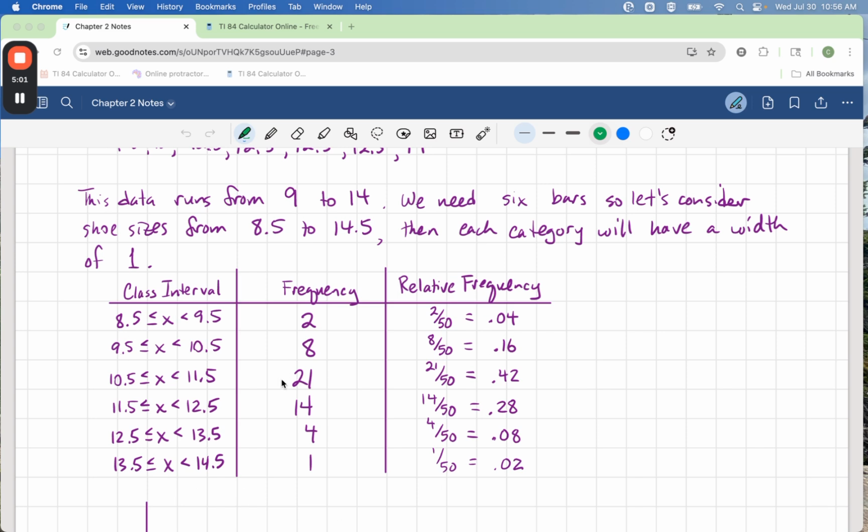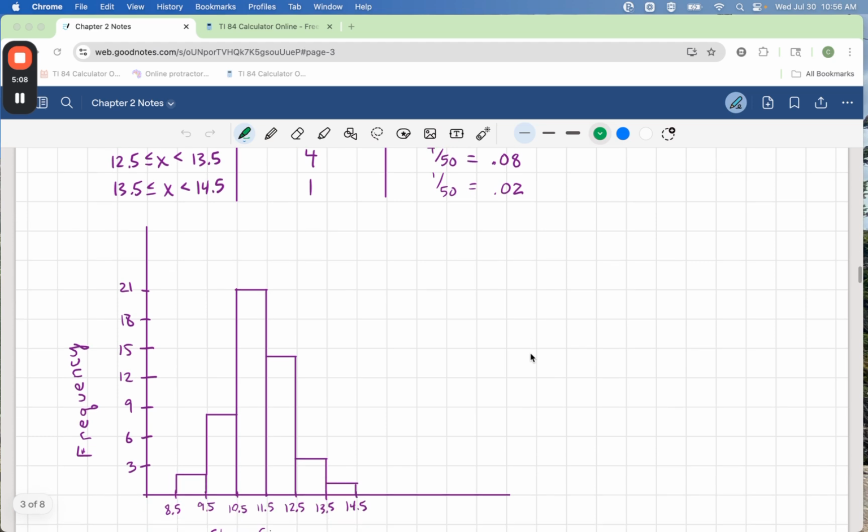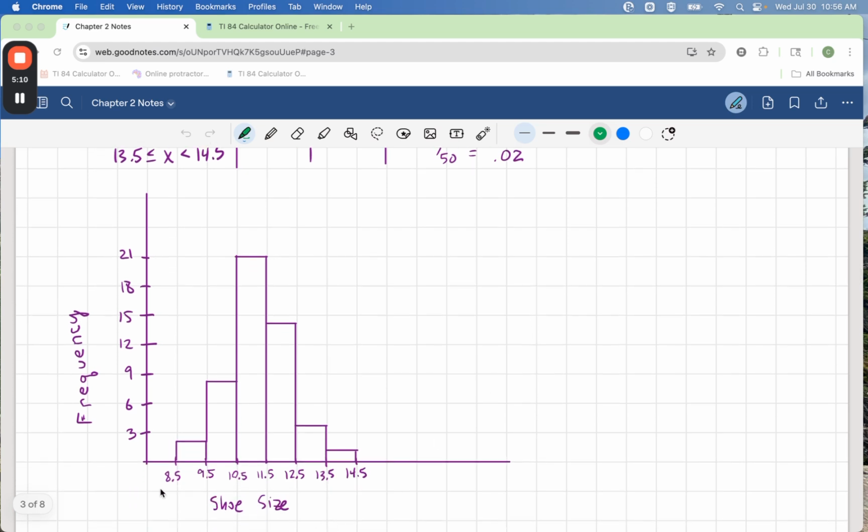table out, and by doing the table, it's easier to do the histogram. All right, and then here's the histogram down here. The shoe size is going to be on the x-axis, so that gives you the groupings from 8.5 to 9.5. You look at the bar, it's 2 high, and then from 9.5 to 10.5 is 8 high, right? So then I just draw bars to represent those frequencies. All righty.